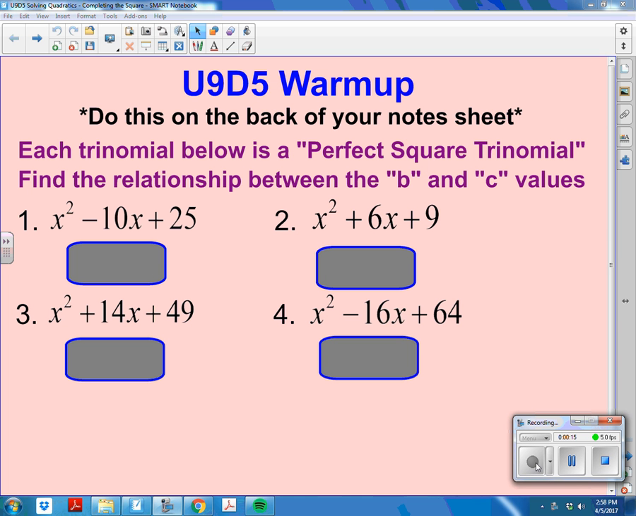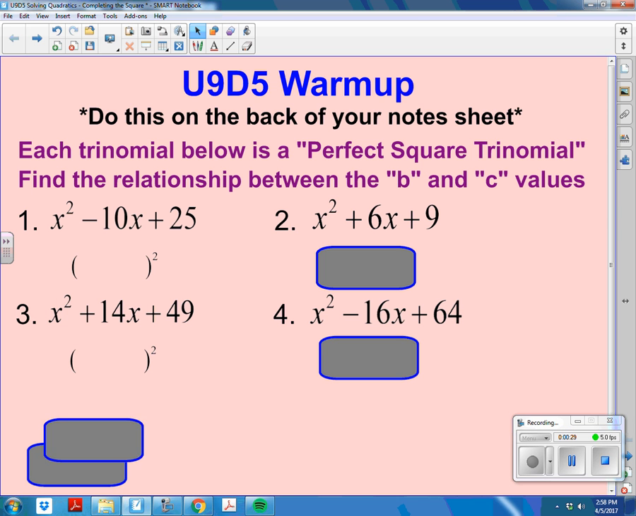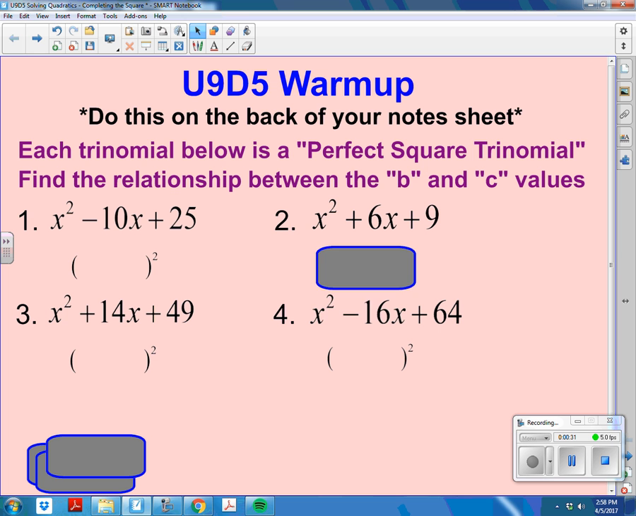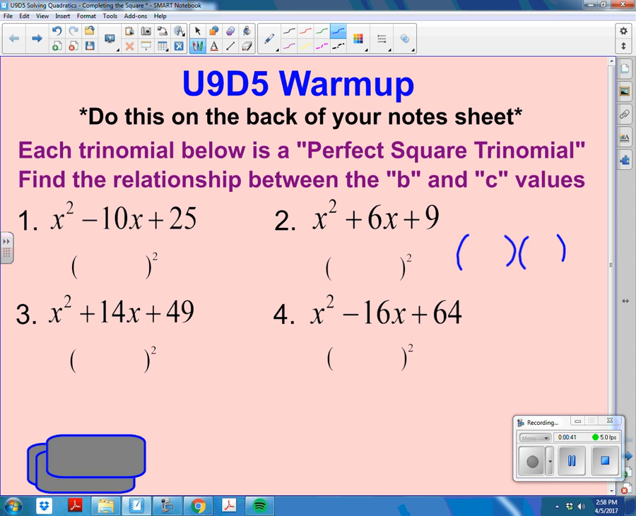As we were talking about before, each of these can be rewritten. Each of these is a perfect square trinomial and can be rewritten as a binomial squared. So you have to make a decision as to how you go about writing them as a binomial squared. Think about multiplying a binomial times another binomial. Remember, we learned 3 different ways of doing this: box method, double distributive, and FOIL.